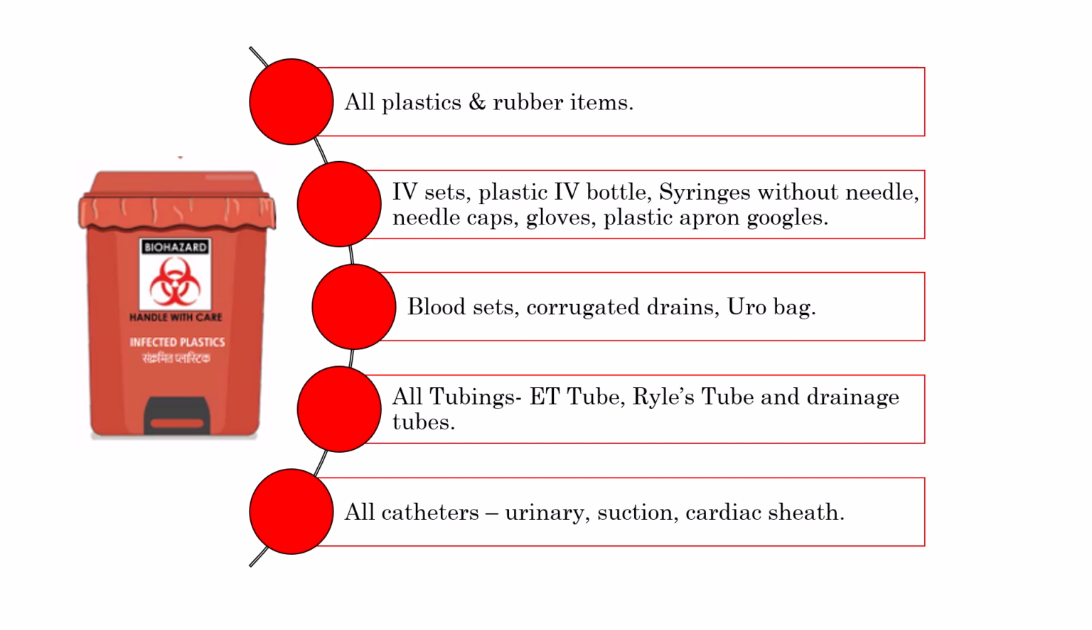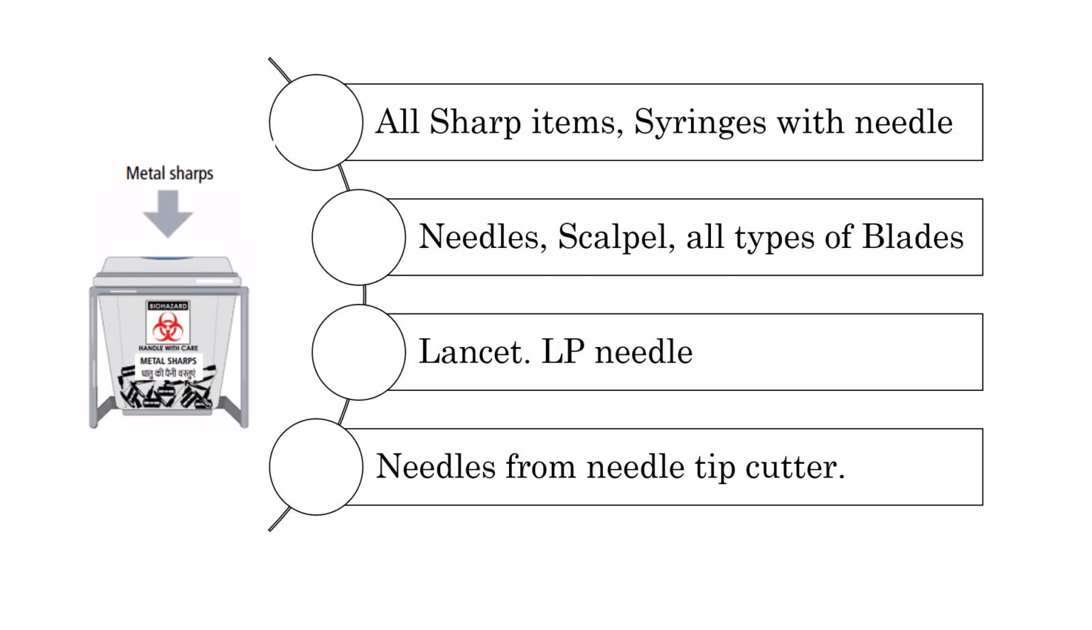The third bag is the white bag. All metal sharps are kept in the white bag. So all sharp items such as syringes with needles, scalpels, all types of blades, lancets, LP needles, needles from the needle tip cutter, all these are added in the white bag.